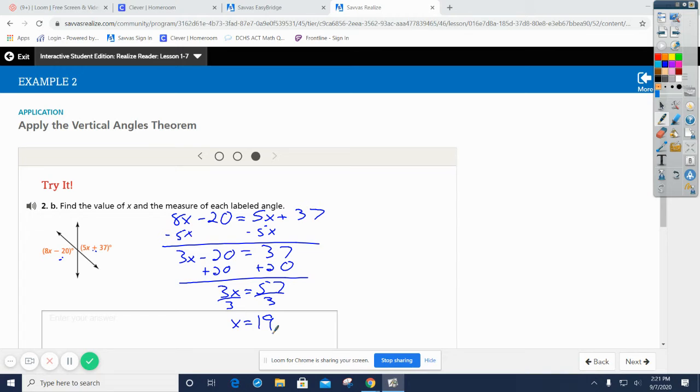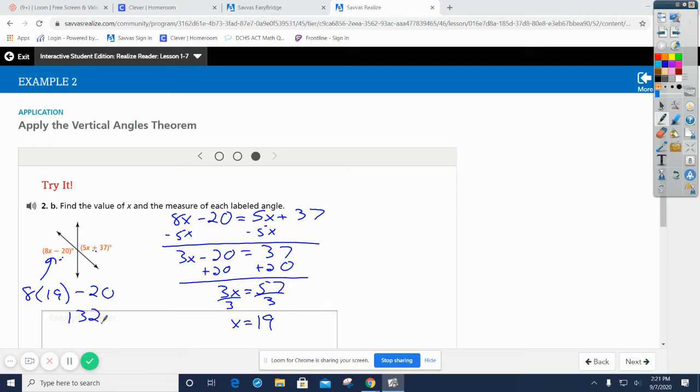Now notice it says find x and the measure of each angle. So now bring that 19 over here. I'm just going to plug it in right here. So it's going to be 8 times 19 minus 20. Okay, so if I go 8 times 19, that'd be 152, so it'll be 132. I believe I did that kind of fast.